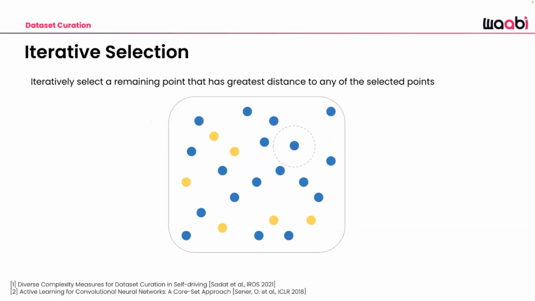So specifically, you can do some sort of iterative selection where at every time step, you just select a point that has the greatest distance to any of the previously selected points, or you could just pick something that has the greatest median distance to the selected points. And you do this iteratively, and you keep selecting interesting samples such that you have good coverage, but you only need to label a fraction of your raw data.